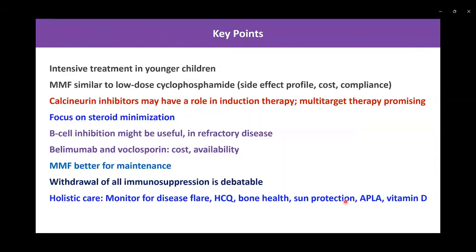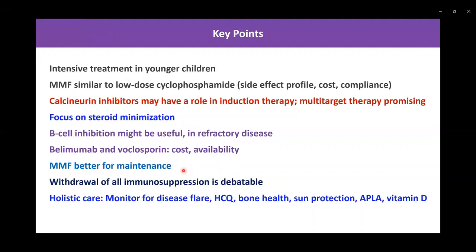So to summarize, intensive treatment is usually required in young children. While MMF is similar to low-dose cyclophosphamide, the side effect profile, cost, and compliance need to be considered. We need to keep these in mind to individualize therapy. CNIs may have a role in induction therapy, and multi-target therapy seems promising. There is a focus and emphasis on steroid minimization, and it's important to recognize the long-term complications associated with steroid use. B-cell inhibition may be useful, especially in refractory disease. While newer agents are available, cost and availability are limiting.